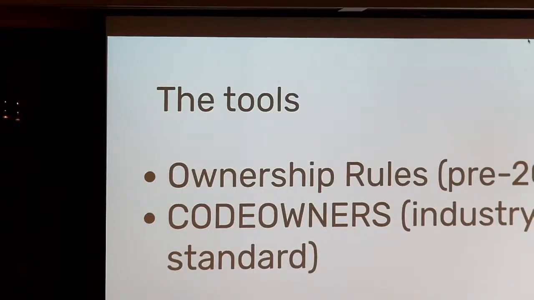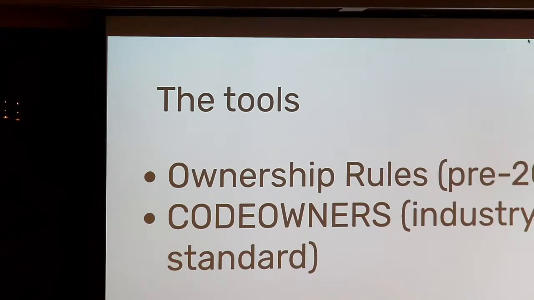So the tools that we have to accomplish this. Pre-COVID, we had something called ownership rules. It essentially allows you to create rules on the stacktrace, URLs, or event tags. This was the original method that we provided for issue ownership.